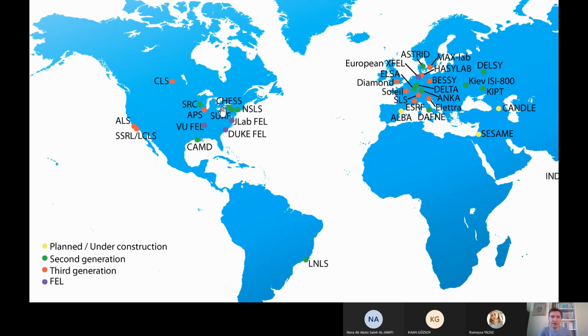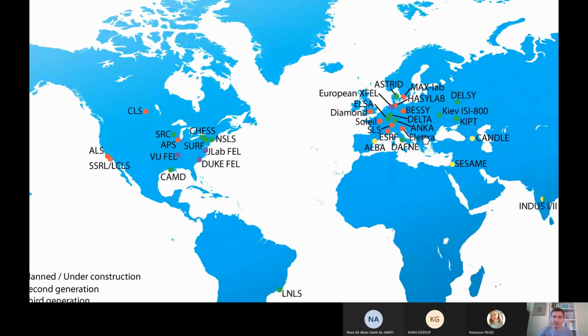There are many green colors here in the United States: NSLS, I have shown the picture, CHESS and SRC here, and also CAMT here. Also in Europe, Delta, Anka, Delta in Dortmund, and also ELSA here, and DELSI, Kiev, KIPT, and also this side. In Japan, there are many, such as Photon Factory, and also in Australia.